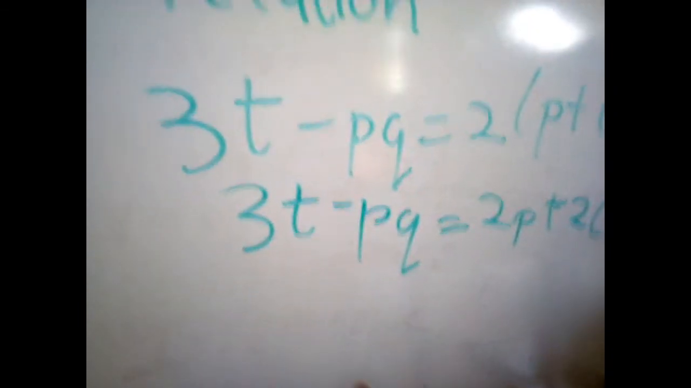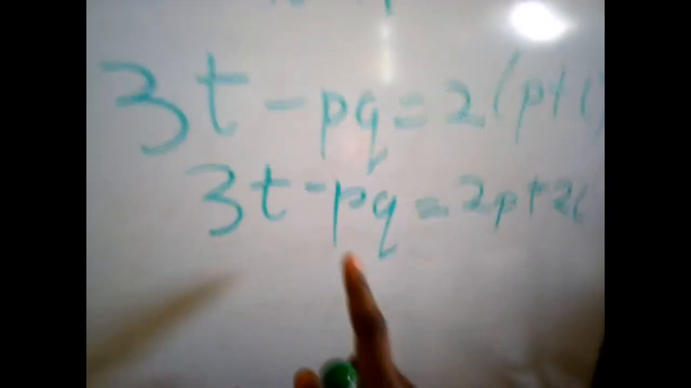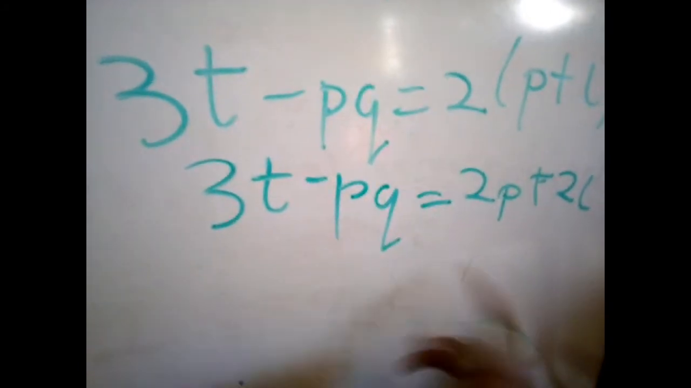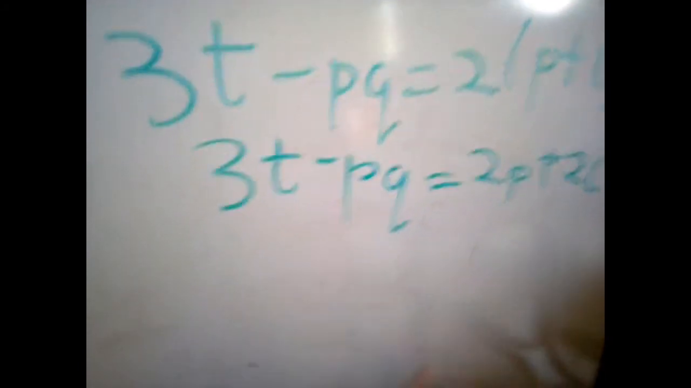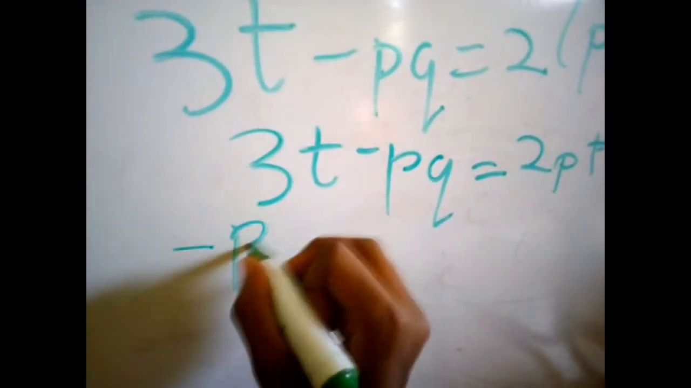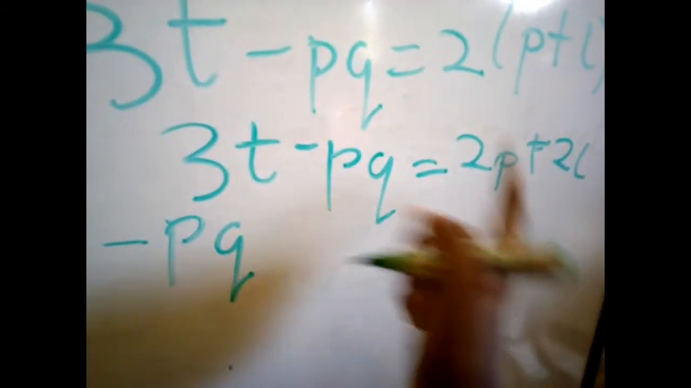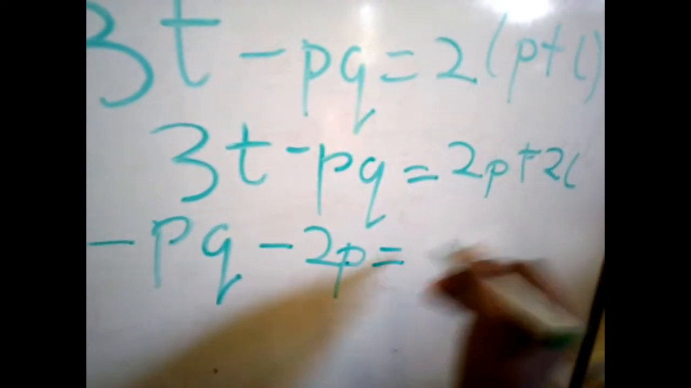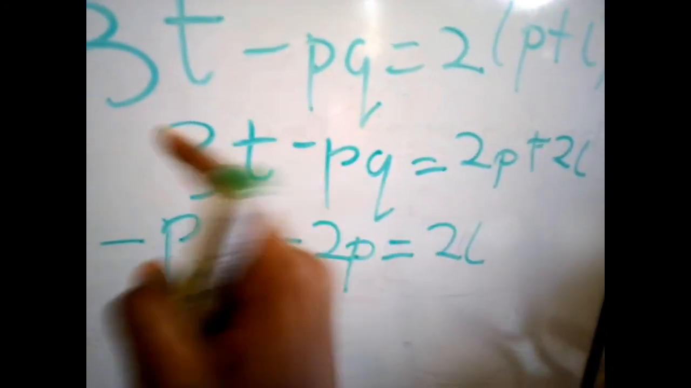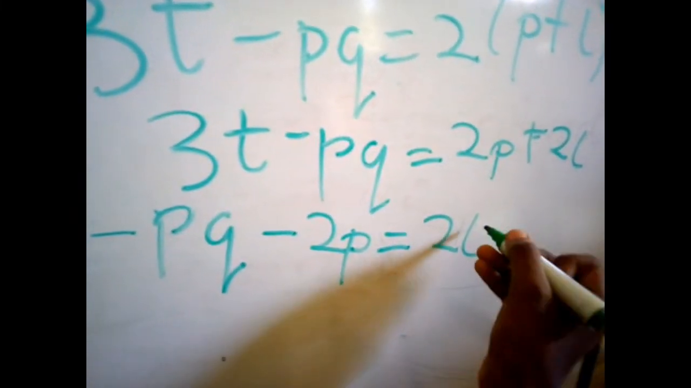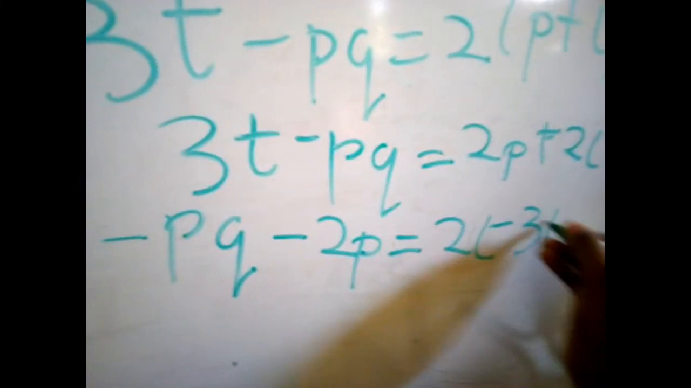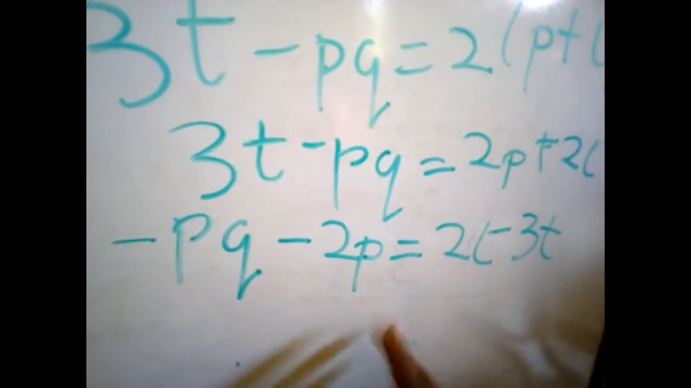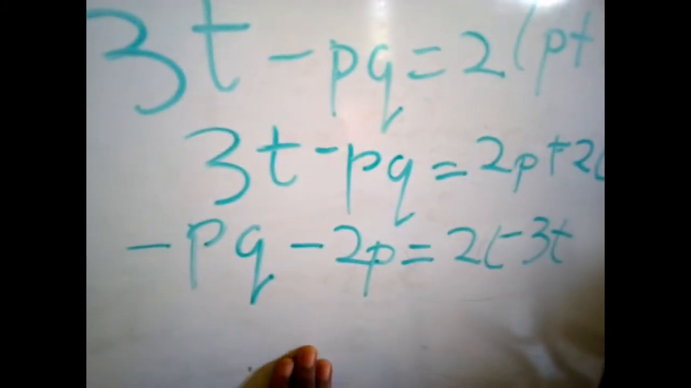Now you have to make P the subject of the relation. You can see P is here and P is here. So you have to find a way to make these two P's come together. So you have negative PQ, and then 2P will come here to give you negative 2P. Then there's already 2L. Then negative 3T will cross the equal sign to be negative 3T, so that all the P's can stand together. When the P's are together, we can now make P the subject of this relation.